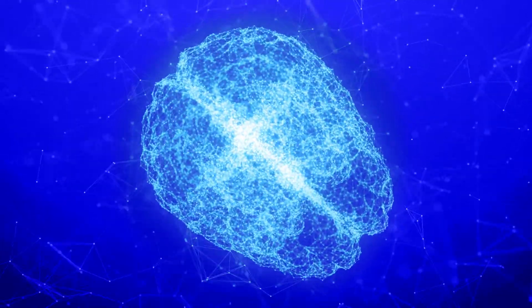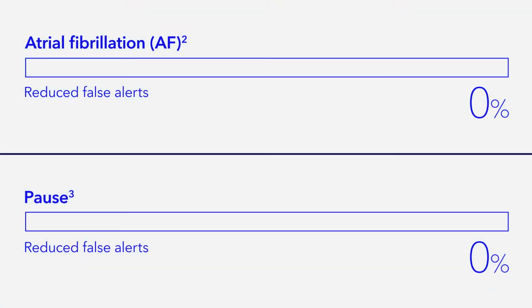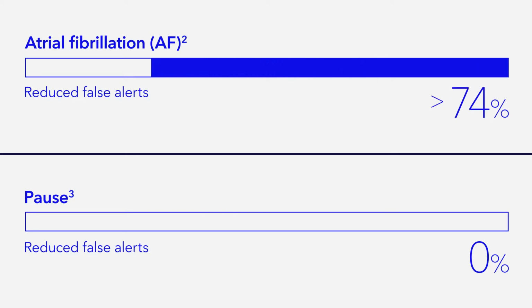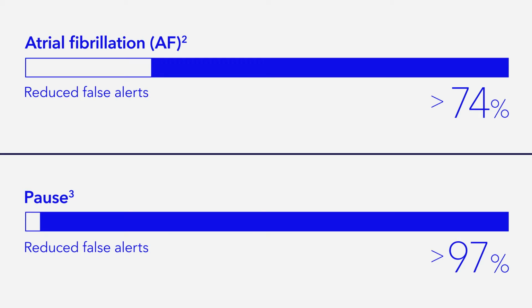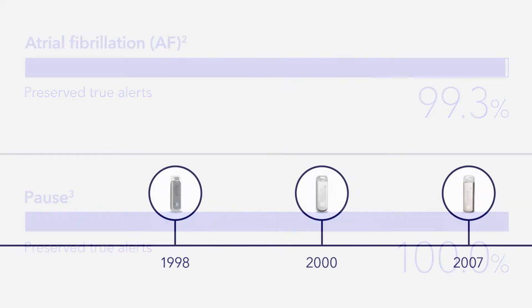Medtronic chose to introduce the platform with two algorithms that address the two arrhythmias that contribute the majority of false alerts in the ICM space, atrial fibrillation and pause. These algorithms reduce LINQ II ICM false AF alerts by more than 74% and false pause alerts by more than 97%. And they preserve 99.3% of true AF alerts and 100% of true pause alerts.